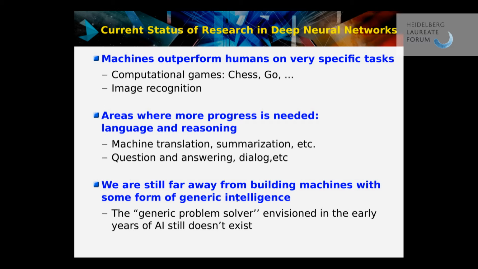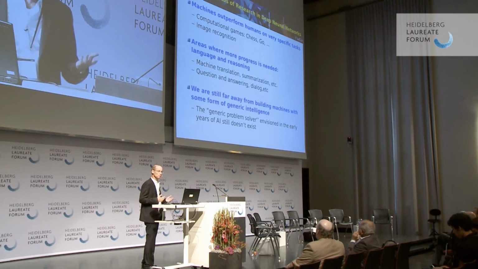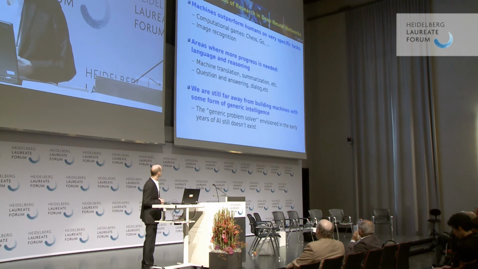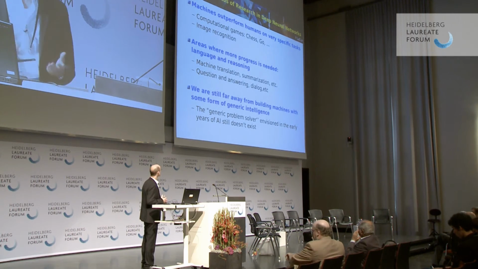Then there are areas where more progress is needed. It does work already, but it's not perfect, in particular with language and reasoning. So the example is machine translation. Maybe you have used it already. Sometimes translation is perfect, sometimes it's less perfect. Then more complicated tasks like summarization, or complete systems with question answering and dialogue.